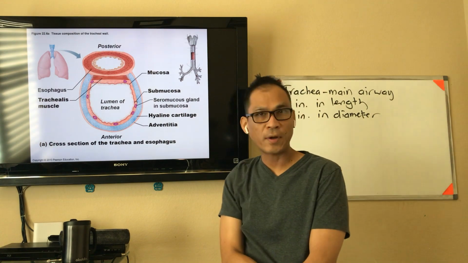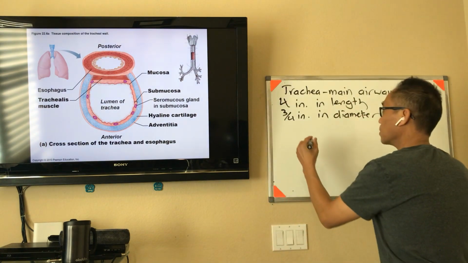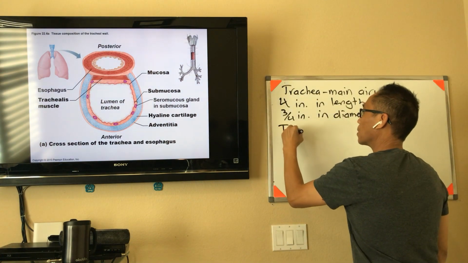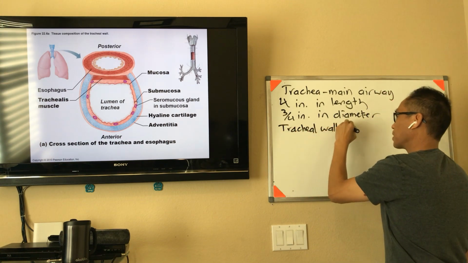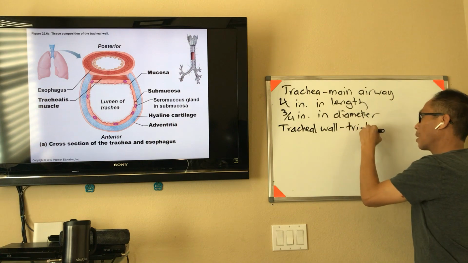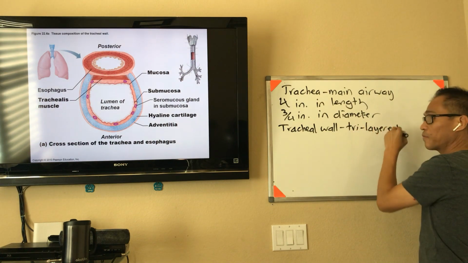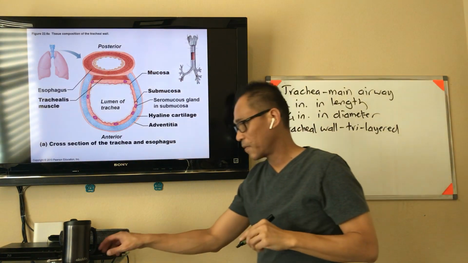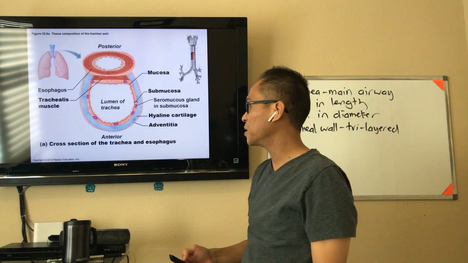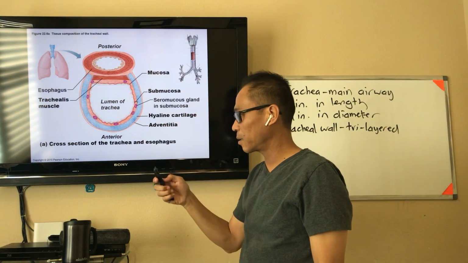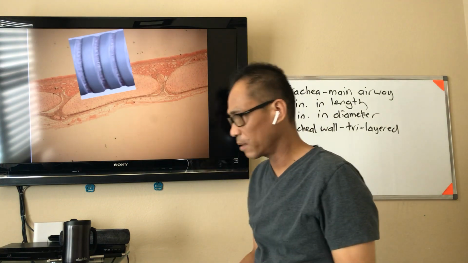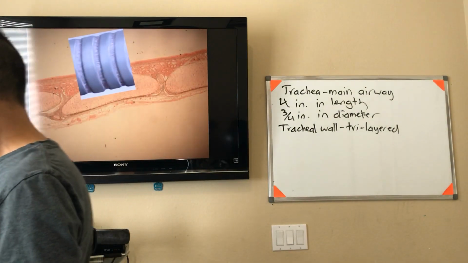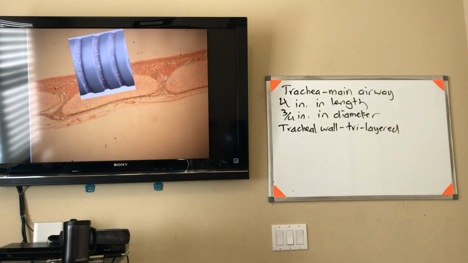So let's talk about the tracheal wall. Basically tri-layered. Let's first talk about the histology. You can see the layers here, but in a closer up view of a histological picture there. Oh, let me move that up a little bit. A slight modification.